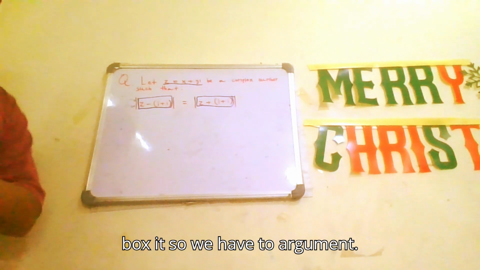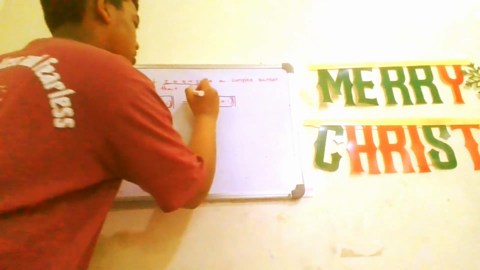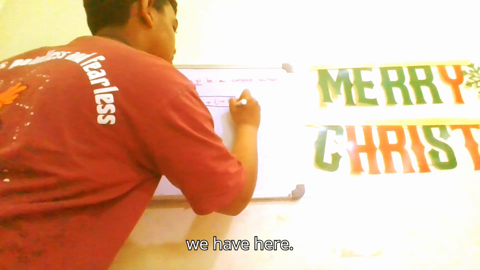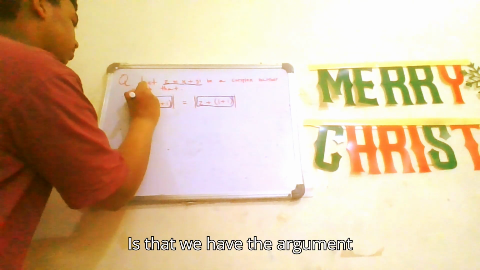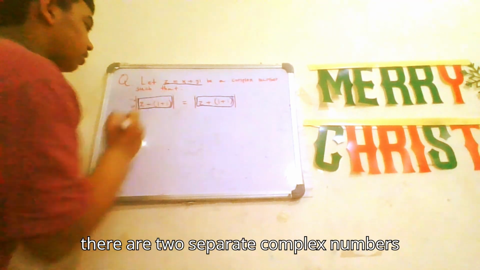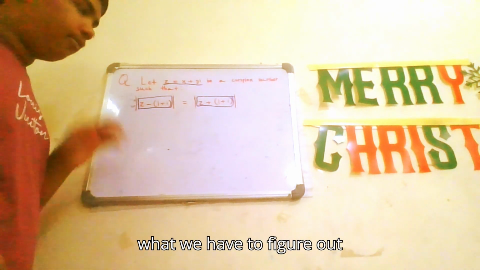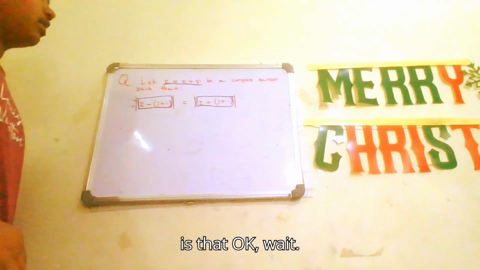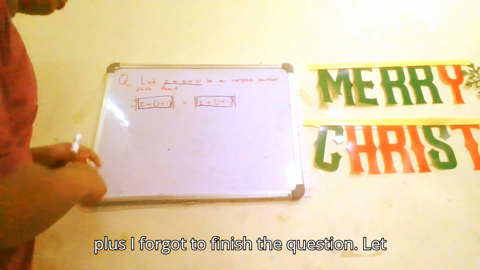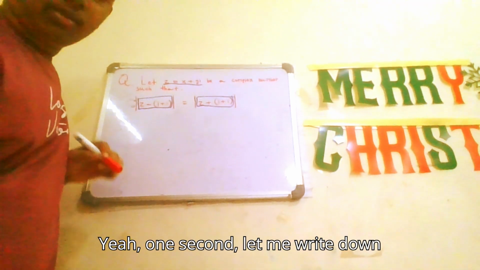So we have the argument, what we have given here is this. Basically we have the arguments of two complex numbers. These are two separate complex numbers whose arguments are equal. And now what we have to figure out is, okay, wait. For 1 second, let me finish the question. Sorry, class, I forgot to finish the question. Let me just write down the question.